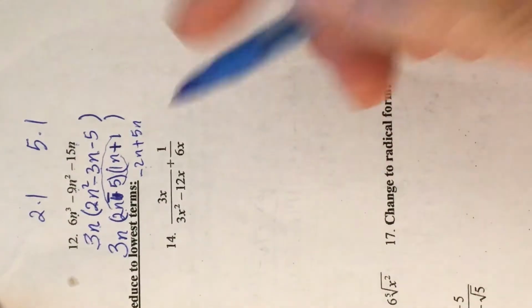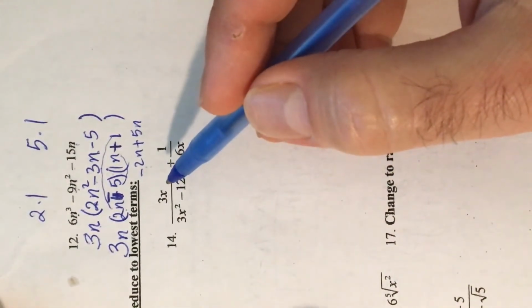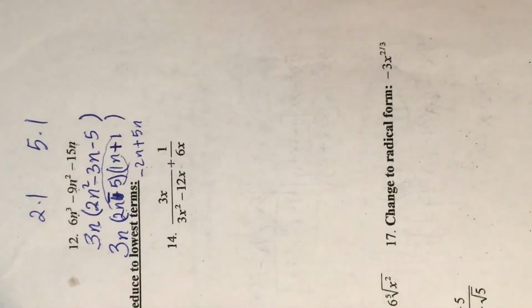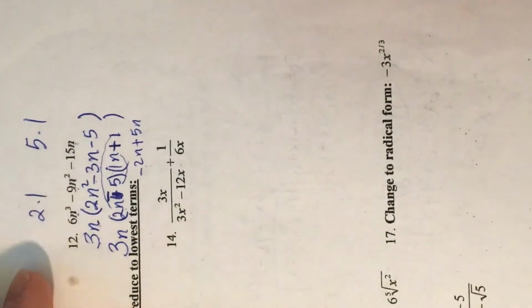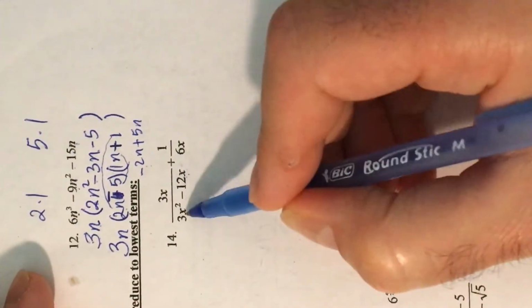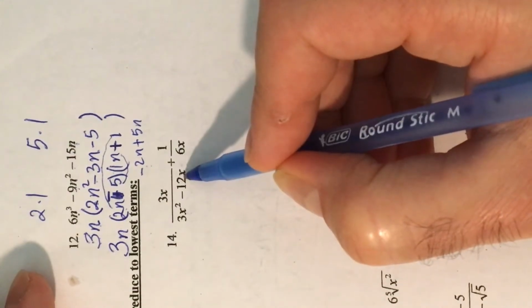All right, let's move on to number 14. Now, when we're dealing with these, anytime you're looking for LCD, anytime you can factor any of the denominators, do that before getting the LCD. Now look at these guys. What's common between these two terms? Is there anything in common?